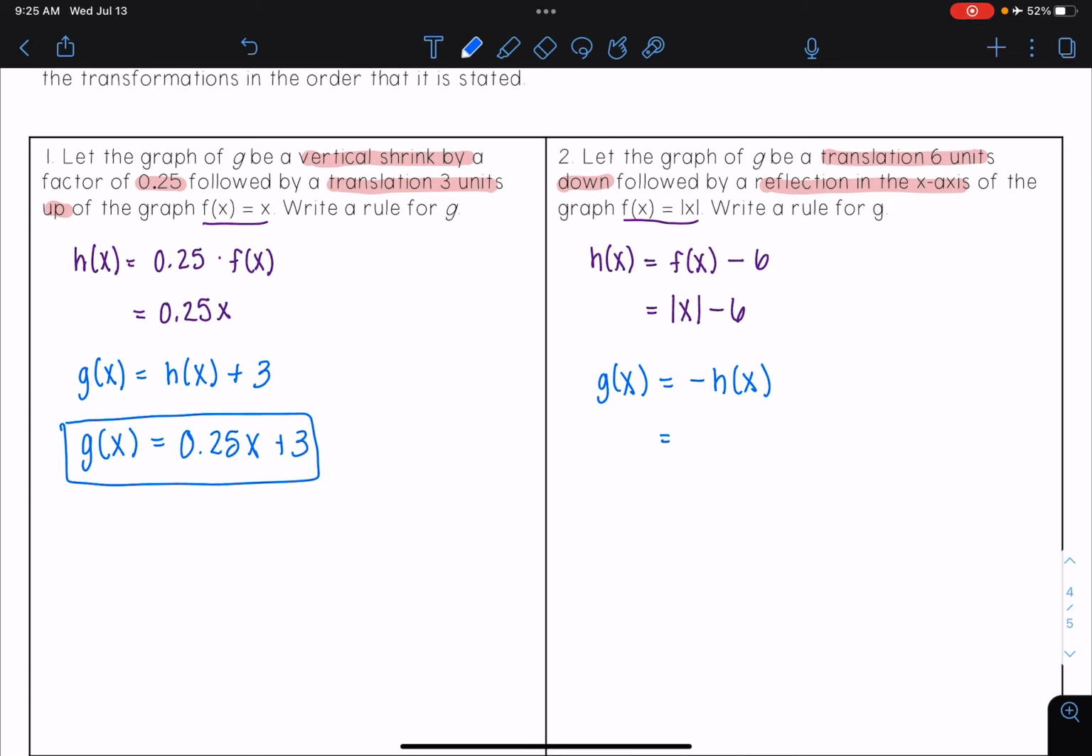Well, h of x, which we just found, is going to be negative the absolute value of x minus 6. And just to simplify that out, I'm going to distribute that negative, and so I get that g of x is equal to negative absolute value of x plus 6.